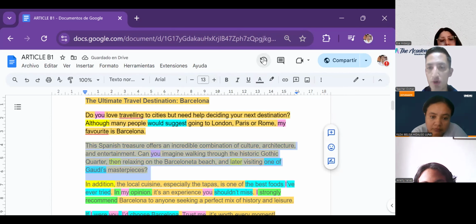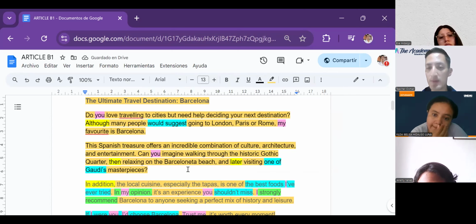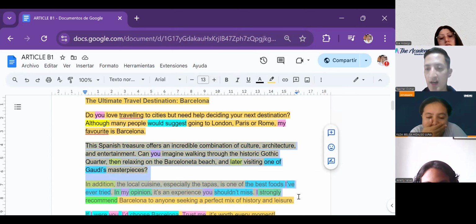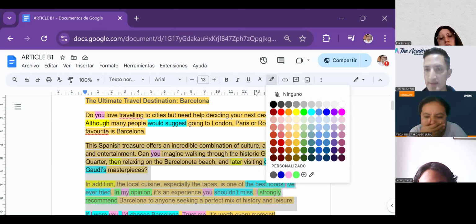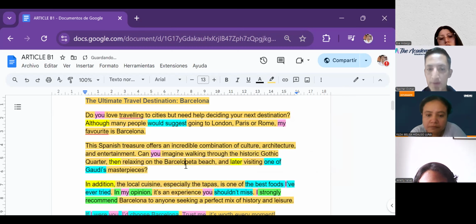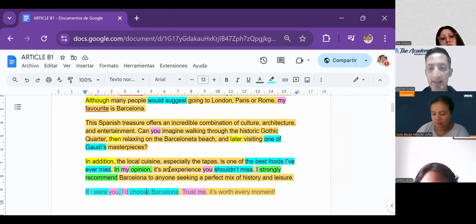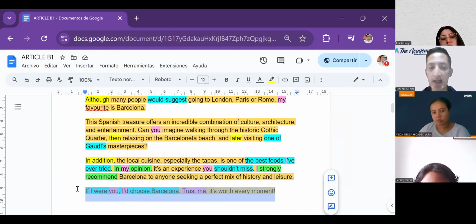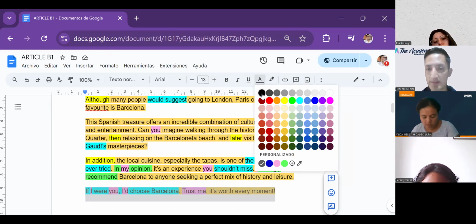This Spanish treasure offers an incredible combination of culture, architecture, and entertainment. Can you imagine walking through the historic Gaudí quarter, then relaxing on the Barcelona beach, and later visiting one of the Gaudí's masterpieces? These, my dear students, the next two, are actually the body or development. Body or development, remember. In this case, we are giving the opinion and informing about the things that you can find in Barcelona. And finally, the last one: if I were you, I'd choose Barcelona. Trust me, it's worth every moment.